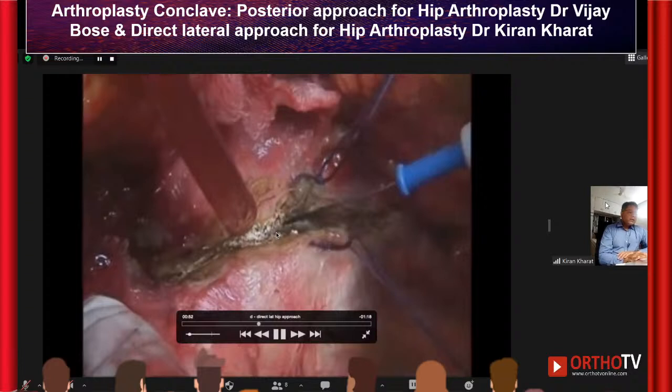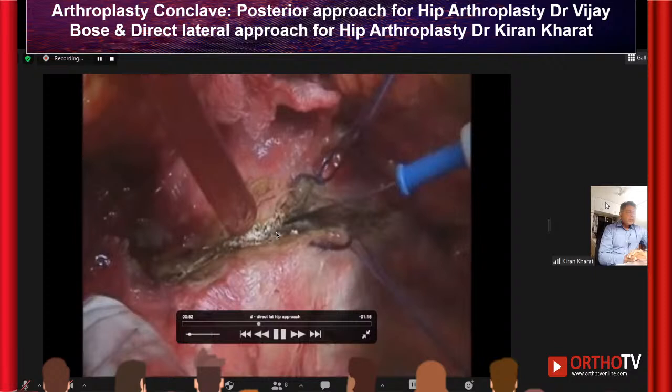Once you do that, you start elevating the gluteus medius, and here I'm on the capsule. I have taken a vertical cut along the neck, and a very, very thick capsule in this particular osteoarthritic patient. You can see that in very, very large heads, dislocation can be a big problem. Here I'm cauterizing the branch of the lateral circumflex artery.